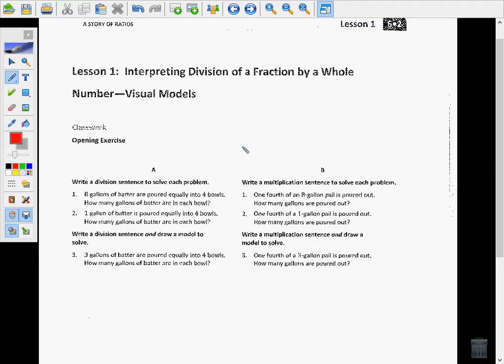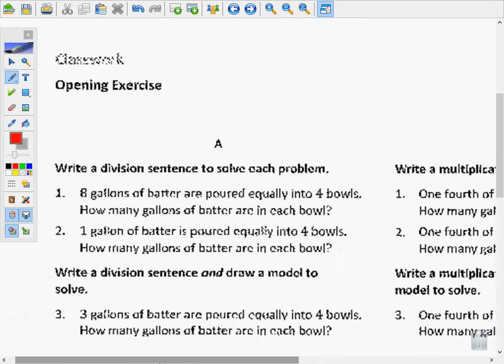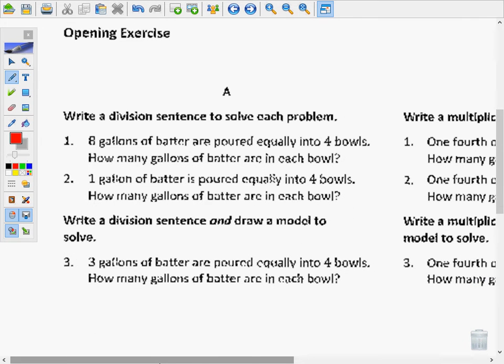So let's start by looking at column A. So I'm just going to zoom this in. We're going to write a division sentence to solve each problem. So take a look at number 1 of column A. 8 gallons of batter are poured equally into 4 bowls. How many gallons of batter in each bowl? So what would be a division sentence I could use to solve this problem? And hopefully you were able to determine that you would just simply do 8 divided by 4.